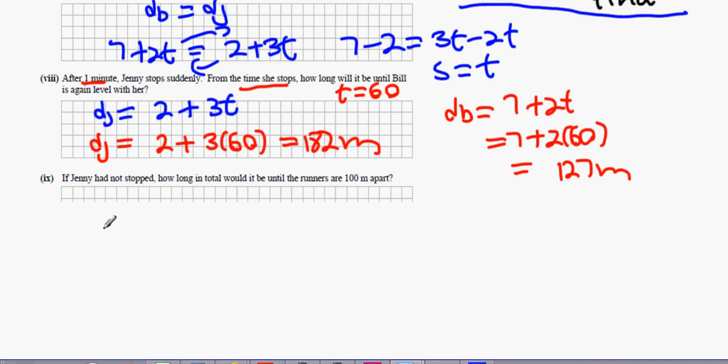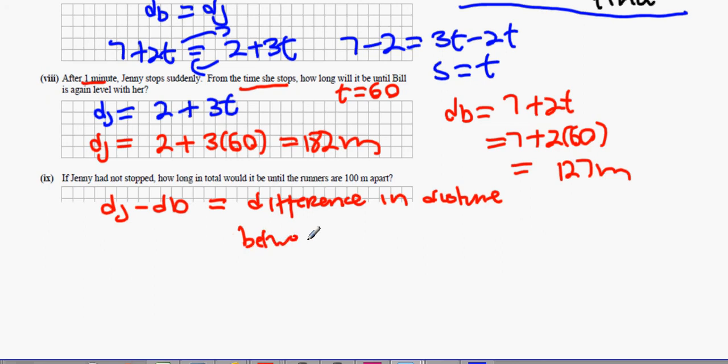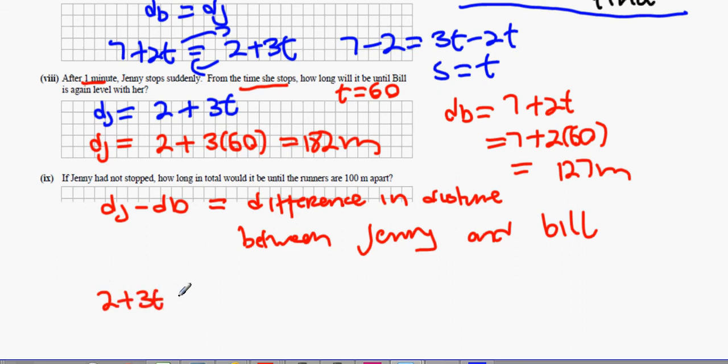The difference between their distances is d Jenny minus d Bill. The distance Jenny is away from Tina minus the distance Bill is away from Tina is the difference in distance between Jenny and Bill. Now we can write down both formulas. Jenny is 2 plus 3t, Bill is 7 plus 2t, and the difference we want is 100 meters.